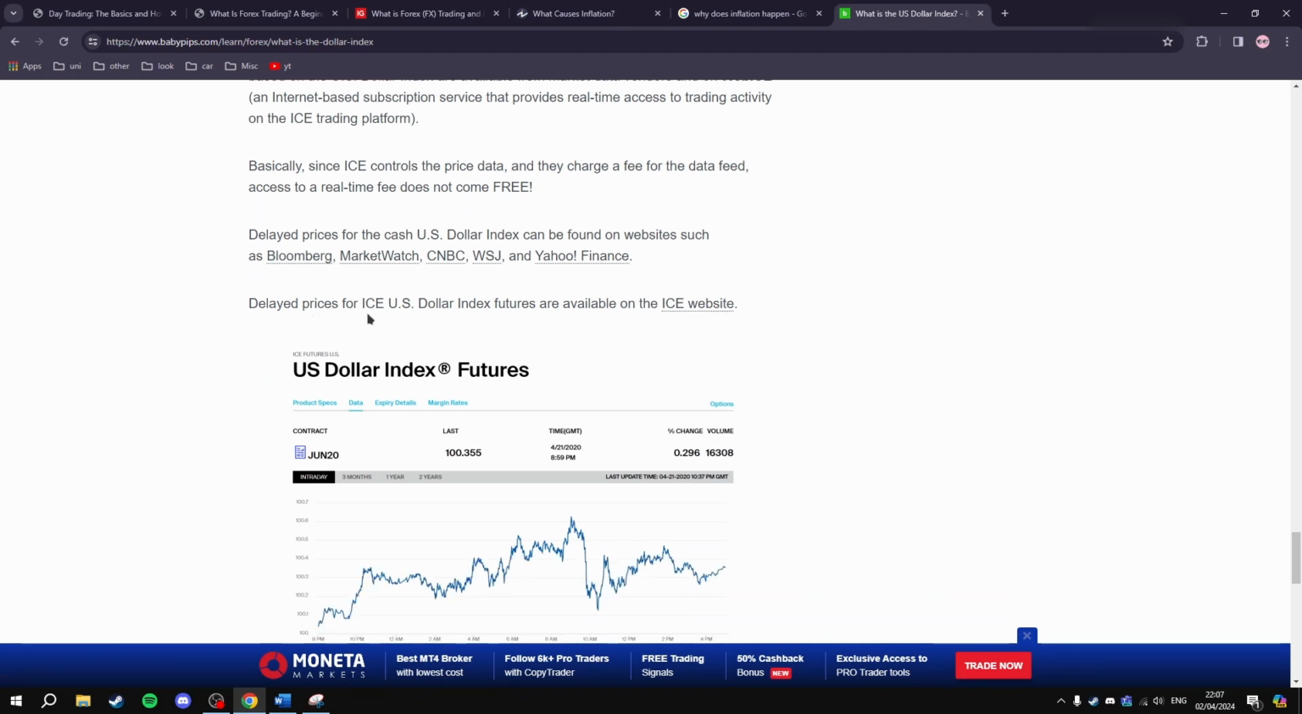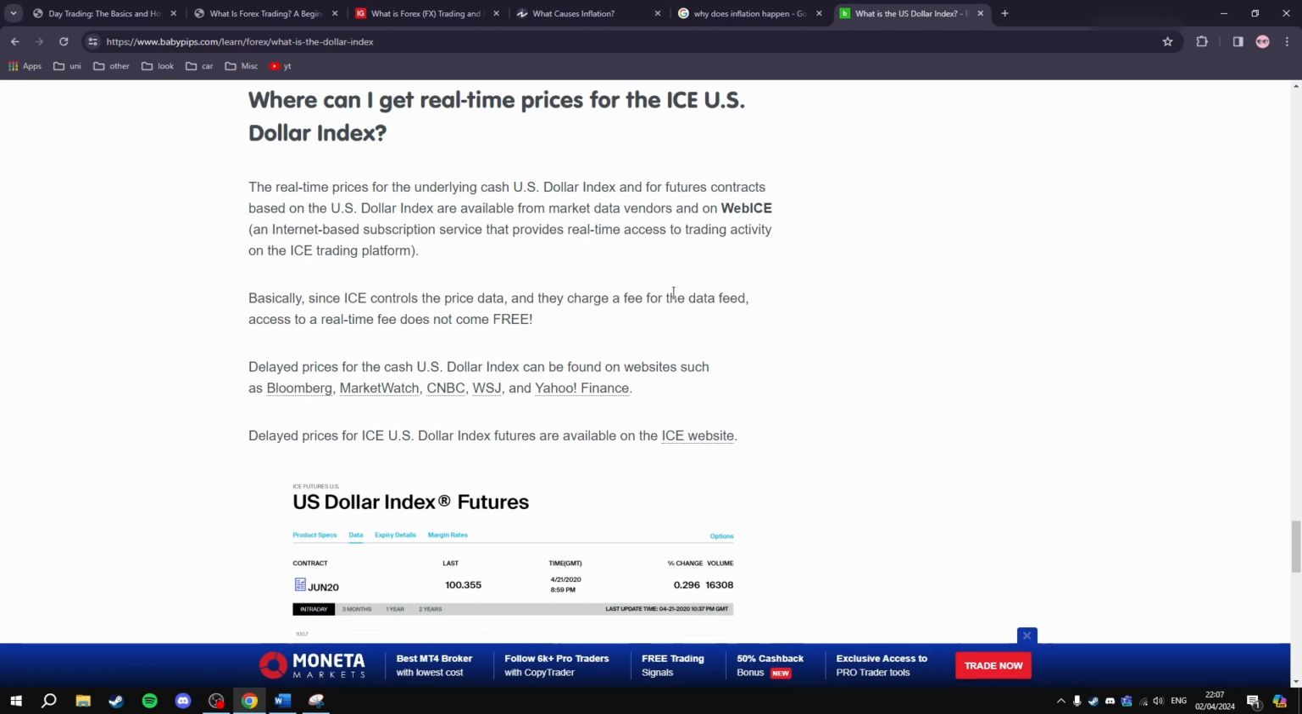Delayed prices for the ICE US dollar index futures are available on the ICE website. So these are the delayed prices. If you want to get up-to-date ones, you've got to pay for them. Or real-time access, yep.